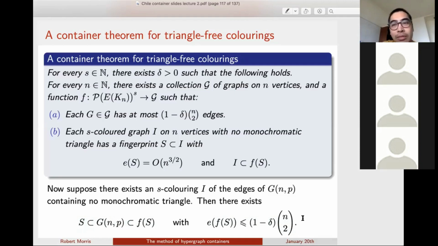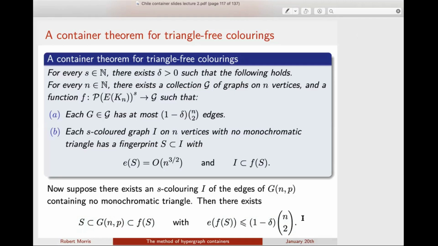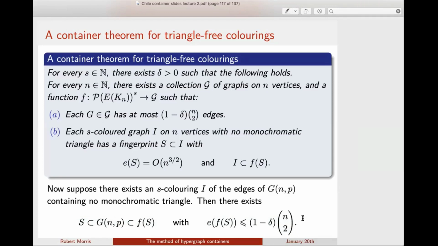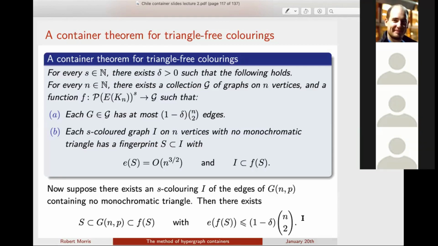Exponentially small. Exponentially small in pn squared. But more precisely, there are two terms.